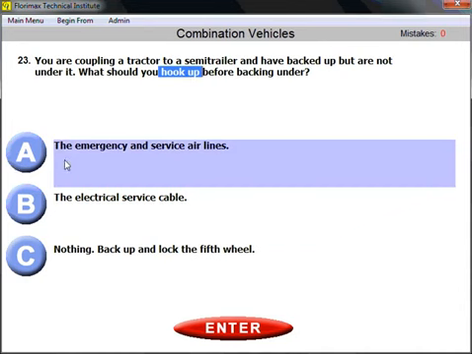Okay, that's again the whole sequence of the events. Before you completely back under the trailer, you need to hook up air lines, you need to supply air, you need to make sure the air system is fully charged, and only then are you allowed to complete the connection. So again, you read the question: you are coupling the tractor, you have backed up, but are not under it. What should you hook up before backing? Emergency and service air lines.